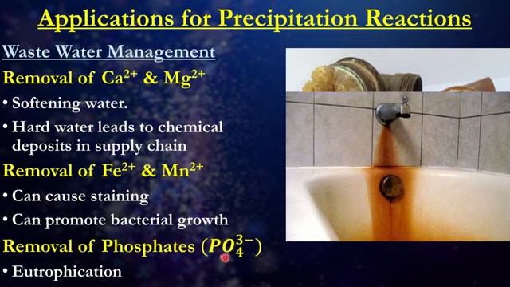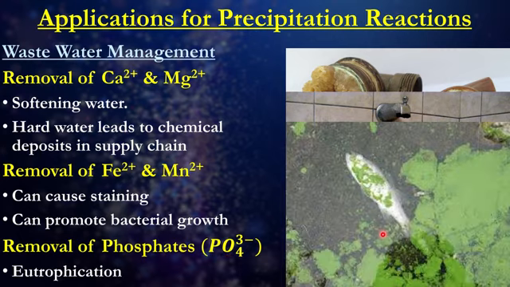The last one is phosphates. Now, phosphates are usually found in fertilizers. And so, if you know a thing or two about geography, usually the fertilizer runs down into rivers and provides food for the algae, causing a thing called an algae bloom. A consequence of the algae bloom is eutrophication.